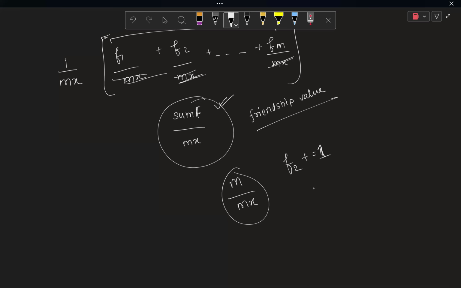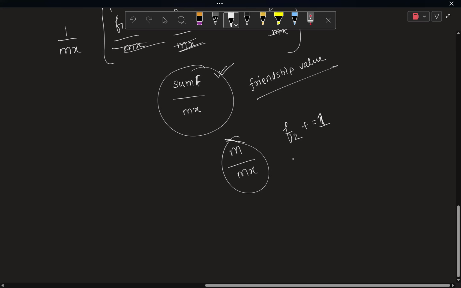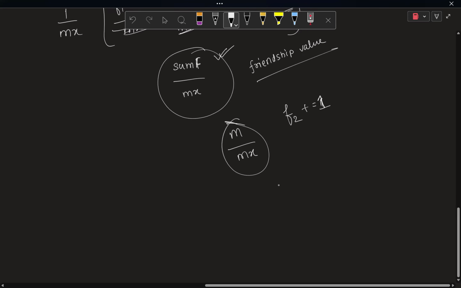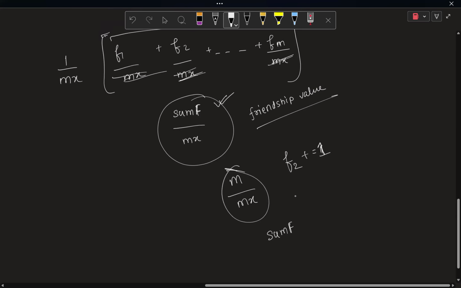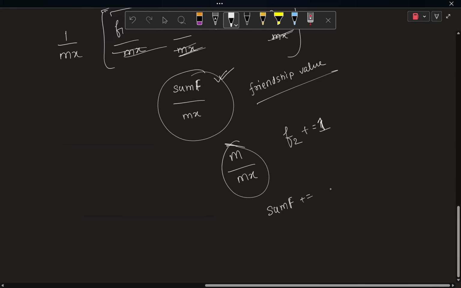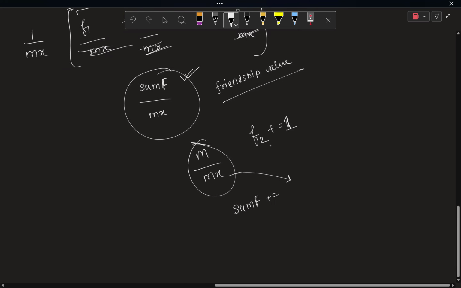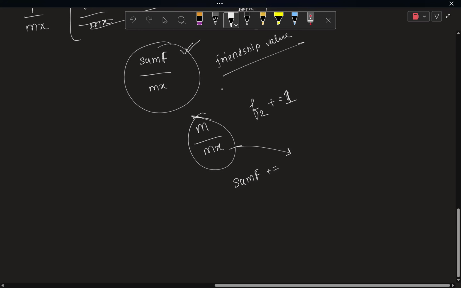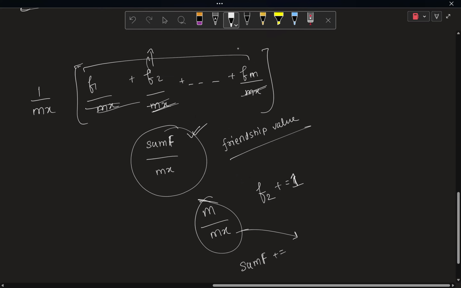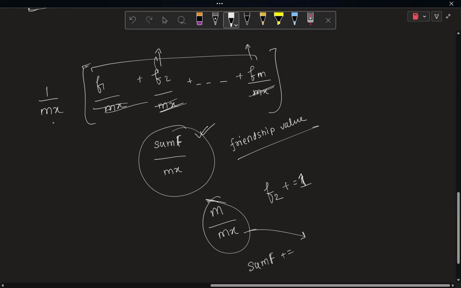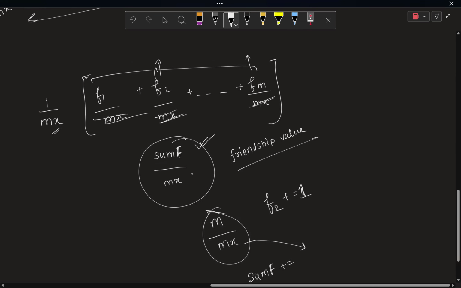It can happen with this probability. So eventually, you can try this out later on, you will see that if I just say that sum f is increasing by this probability, it won't make any effect, because in any of the cases, if one of these is being chosen, at the end I will divide it by mx.